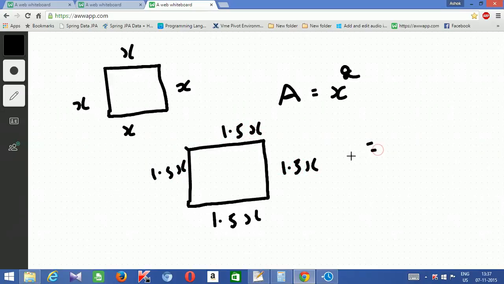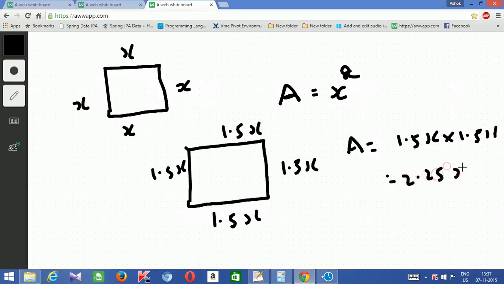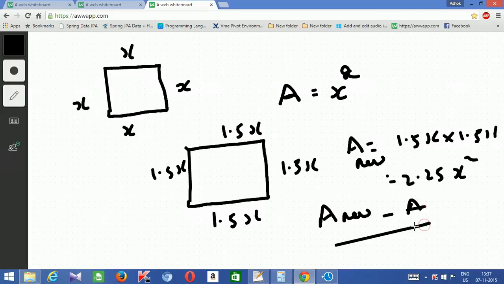Now 1.5x into 1.5x, the new area, is equal to 2.25x square, right? So the new area will be 2.25 times x square. You need to find the percentage increase in the area, which is the new area minus the old area, divided by where you started, into 100. Where you started means the original area.